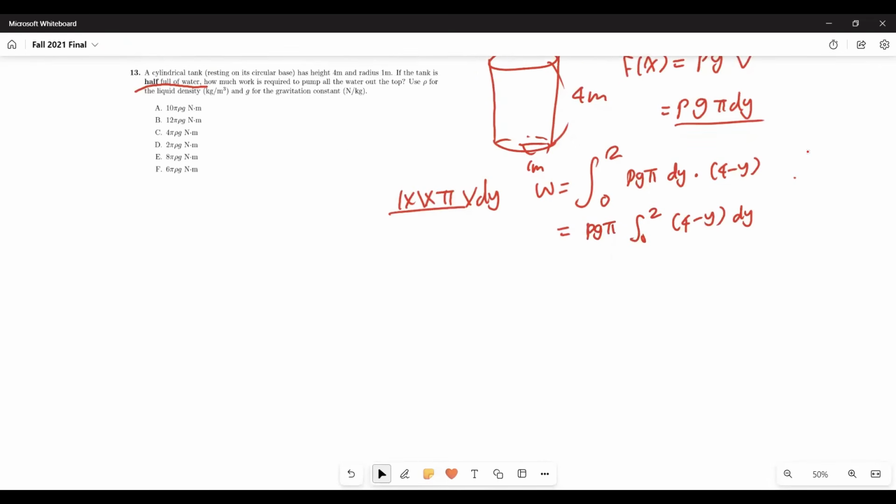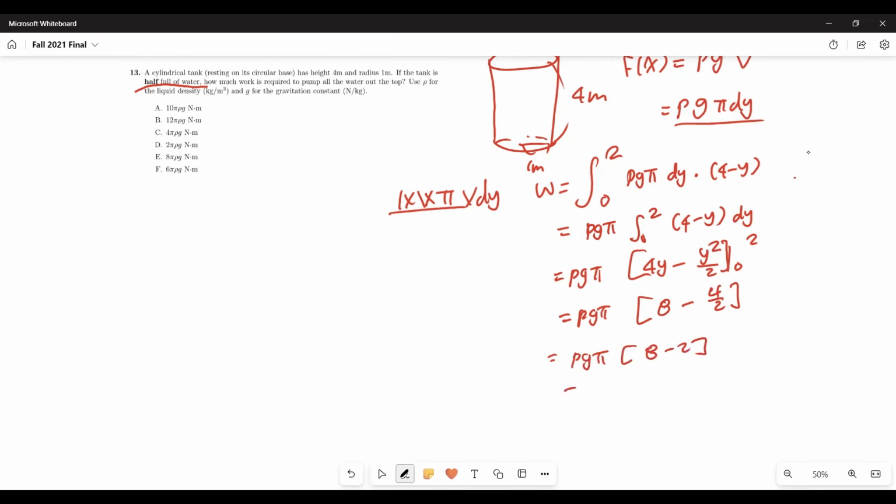Okay, so pg pi, and then this is going to be 4y minus y squared over 2, integrated from 0 to 2. So this becomes pg pi, 8 minus 4 over 2, and then minus the value at 0. If you plug in 0 for y, it's going to be 0, so I'm just not going to calculate it. So pg pi times 8 minus 2, which is 6 pg pi. And so the answer for this question is F.